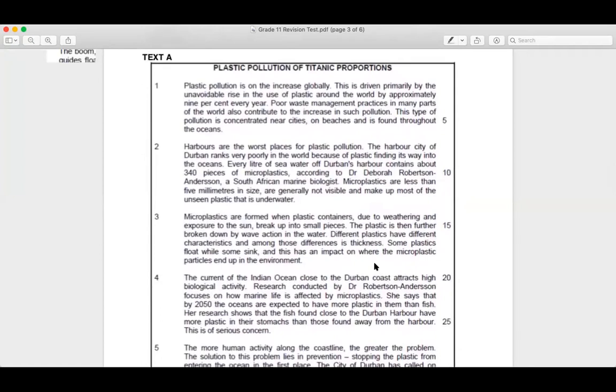Plastic pollution of titanic proportions. Plastic pollution is on the increase globally. This is driven primarily by the unavoidable rise in the use of plastic around the world by approximately 9% every year. Poor waste management practices in many parts of the world also contribute to the increase in such pollution.